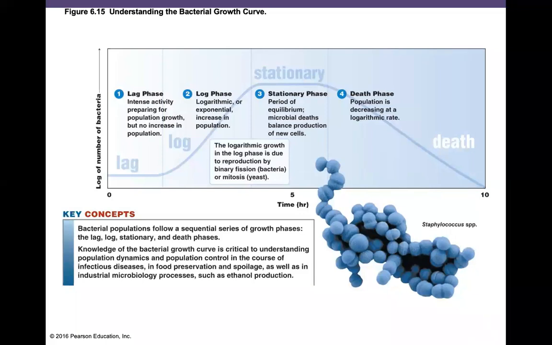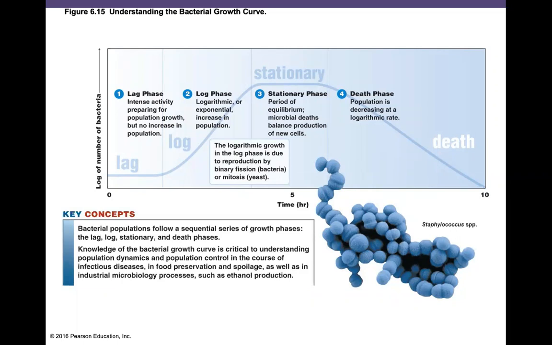Stationary phase is a period of equilibrium. This is when microbial deaths balance production of new cells. So essentially what you have during stationary phase is new cells are growing, but in equal numbers to cells that are dying. So you're maintaining the cell number. This is smart because you don't want to overpopulate your area, because if you end up overpopulating, you might not have enough food to meet the demands of the cells.